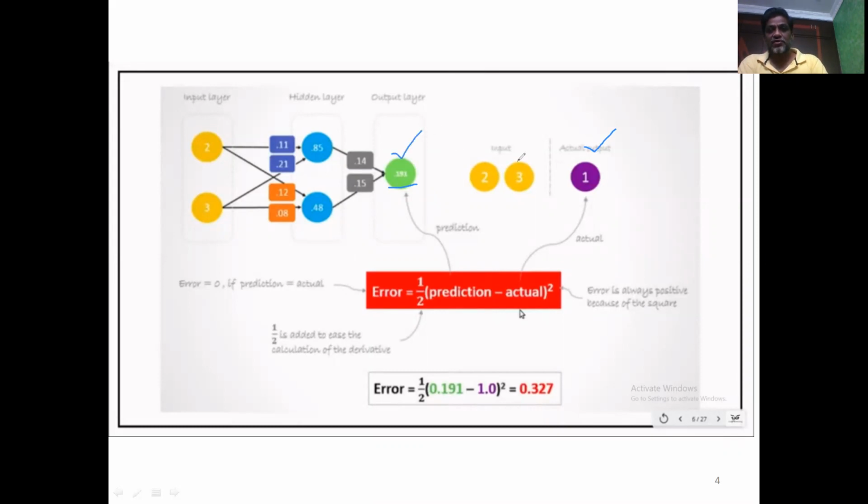We compare these two and calculate the error term using the mean square error formula: half times prediction minus actual, whole squared. The prediction is 0.191 and the actual is 1, so the error is 0.327. This error is produced, and we will try to minimize it by updating the weights of the neural network. For updating these weights, we need the backpropagation algorithm. That is the answer to why we need backpropagation.